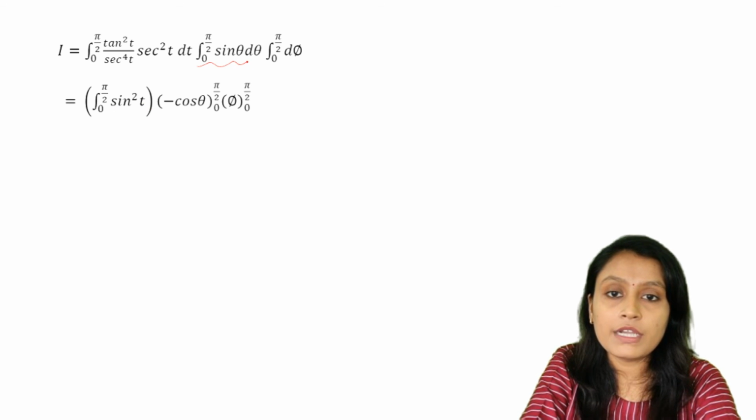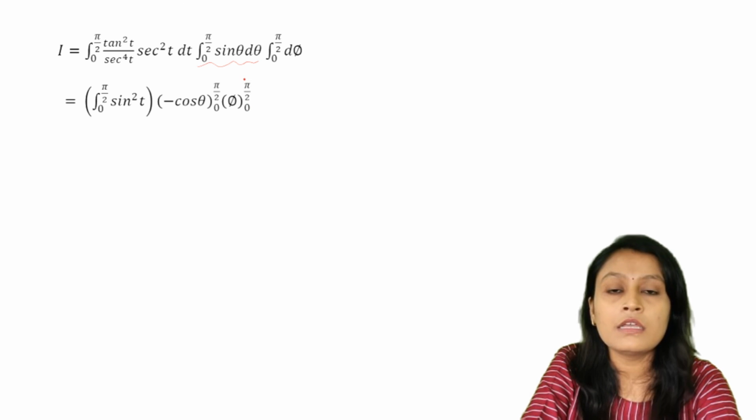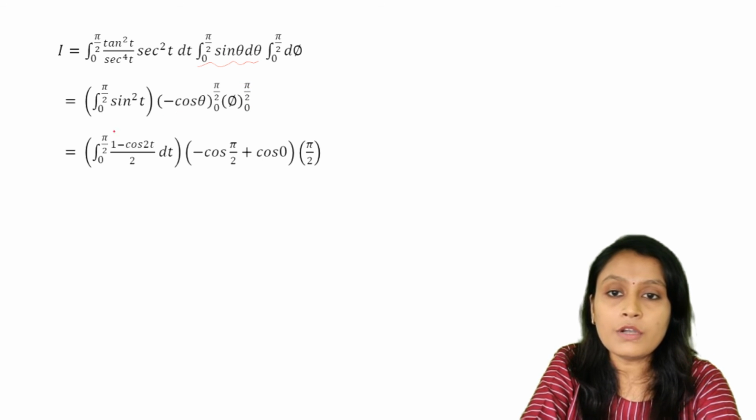And we have to evaluate the integration with respect to theta. The integration of sin theta is minus cos theta, and the limits are 0 to pi by 2. The integration of 1 d phi is phi, and the limits are 0 to pi by 2. Now we will write sine square t as (1 minus cos 2t) upon 2 dt, and this integration is from 0 to pi by 2. Substituting the limits in theta, you will get minus cos pi by 2 plus cos 0. And substituting the limit for phi, you will get pi by 2 minus 0, that is pi by 2.